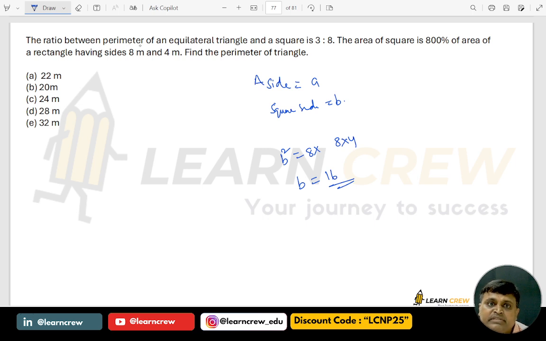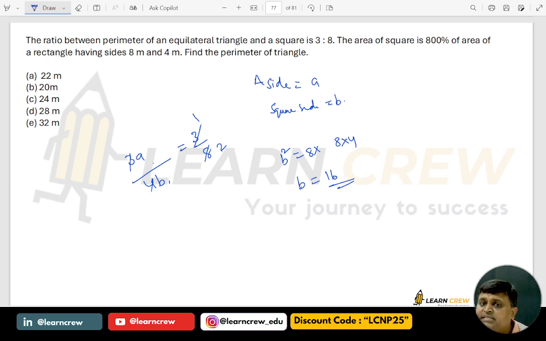Now ratio between the perimeter of an equilateral triangle and that of a square. Perimeter of an equilateral triangle is 3A, and that of a square is 4B. 3A is to 4B is 3:8. So I will get now 3 1s are 3, cancel, 4 2s are 8. So A is to B is 1:2.